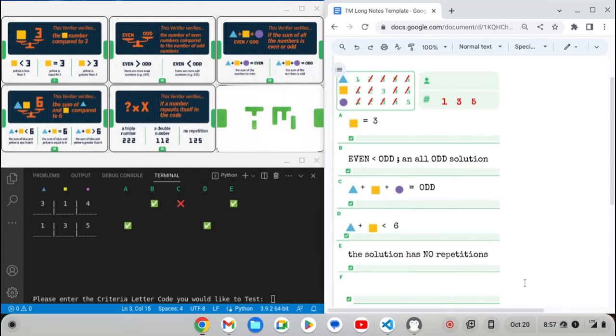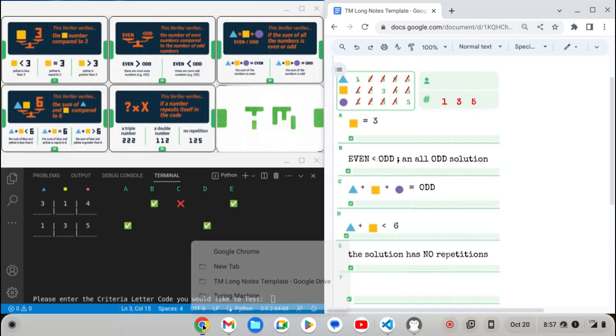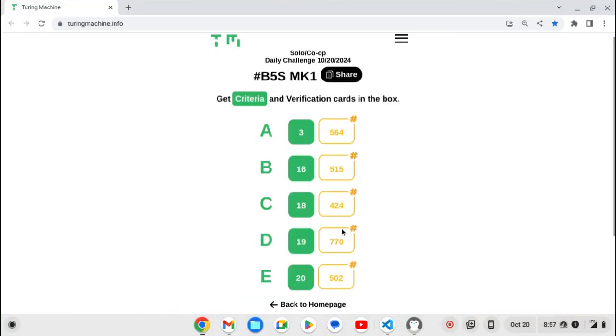Okay. And let's quickly just review. Yeah, is our middle digit 3? Yes. Are there more odds than evens? Yeah, they're all odd. And we know that because if we add the 3 digits, 1, 3, 5, that gives us a sum total of 9, which is odd. And the sum of the first 2, 1 and 3, that's 4, is less than 6. And again, we have no repetitions. So it looks like a good solution, but let's go verify.